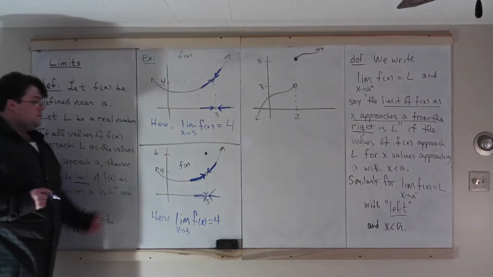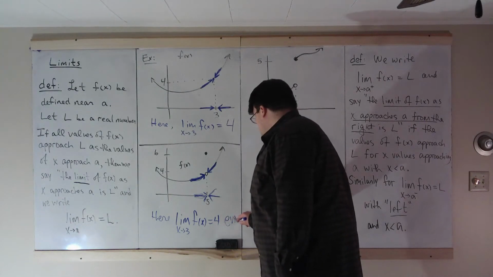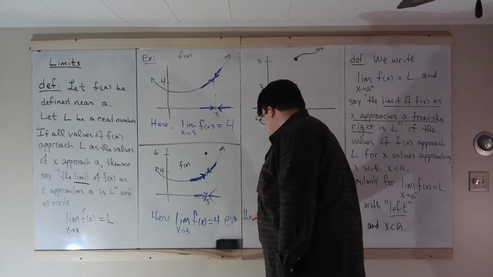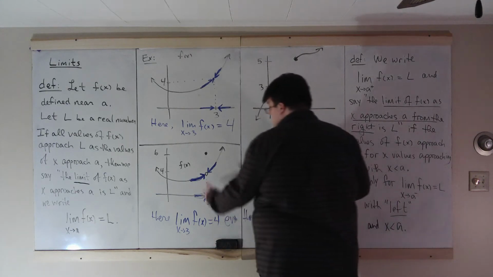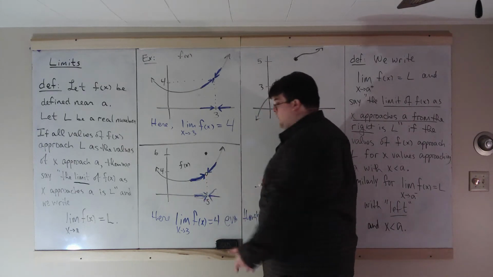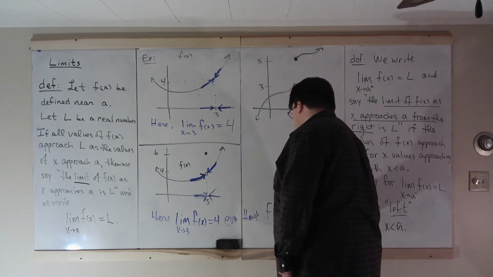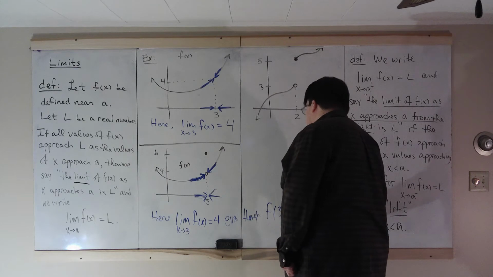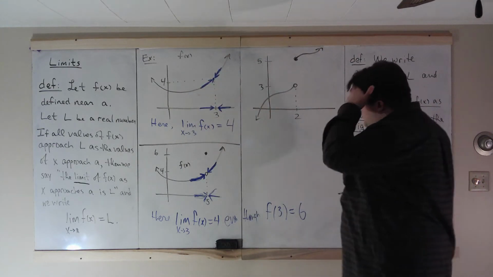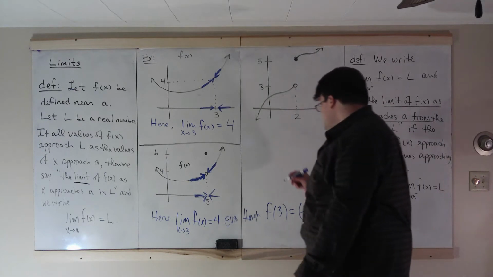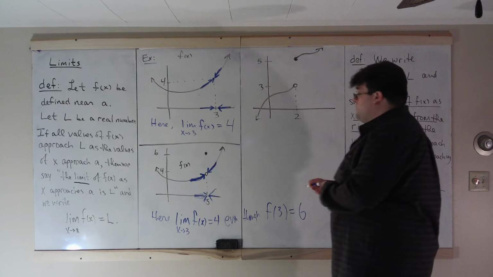Now, you'll notice in here that says even though. So you'll notice here f of 3 is not 4. F of 3 is up here. F of 3 is 6. In this first example, f of 3 equaled 4. But down here, f of 3 equals 6, and the limit as x approaches 3 is 4.